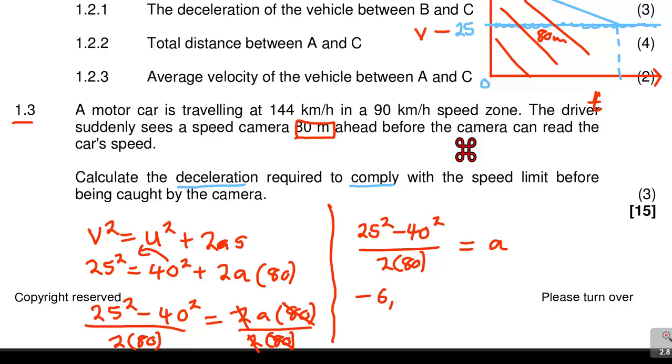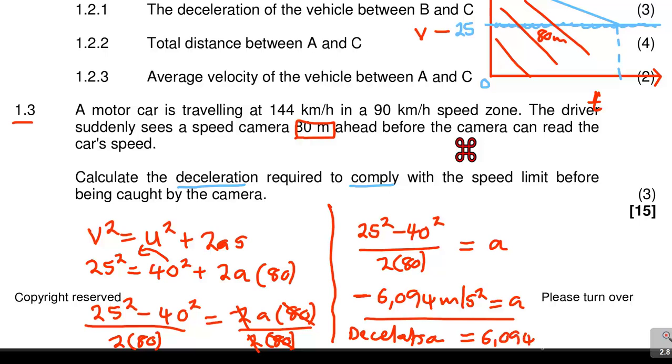So it's negative 6.094. Now its acceleration, remember, is in meters per second squared. That is acceleration. Now the question is calculate the deceleration. So we are saying deceleration is equal to, that's why the answer is negative, because it is slowing down, which is 6.094 meters per second squared. By saying deceleration, already we know we are talking about a car that is slowing down. So guys, this is how you answer these questions.